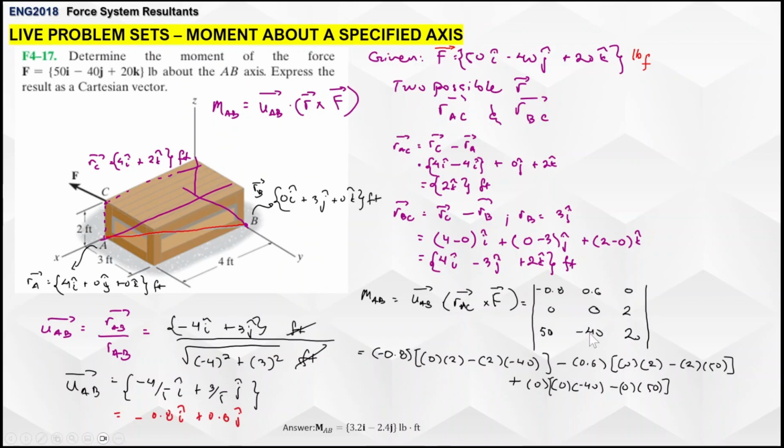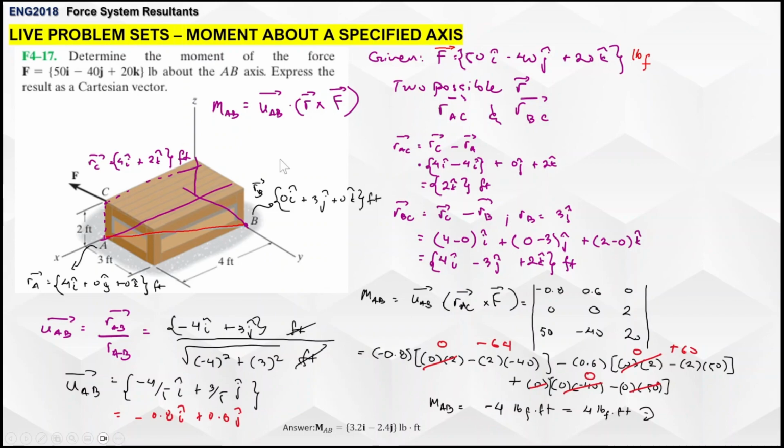So what do we have here? 0 times 2 times the product minus the product of 2 times 50, and then plus 0 is basically 0. Simplifying down, this is 0. You have negative 64 plus 60. Simplify that, and you will have negative 4 pound force feet, or basically 4 pound force feet clockwise.